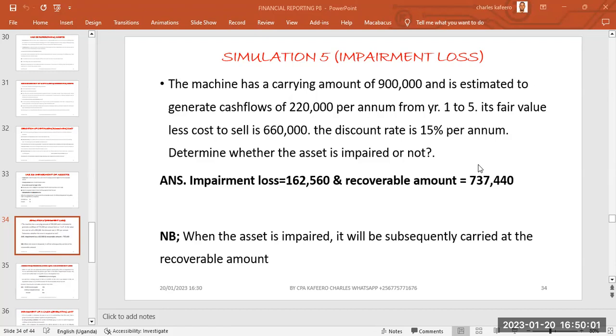So they went ahead to say that it is estimated to generate 220 per annum from year 1 to year 5. And those are the future cash flows we are expecting to receive every year. So we need to discount those cash flows, and we'll be able to get their present value. If you're expecting to get 200,000 maybe in 1 year's time, towards the end of year 1, what will be the worth of that 220 in year 0 or at the start of the year? Because they are saying we are going to be receiving that same amount, 220, for 5 years.